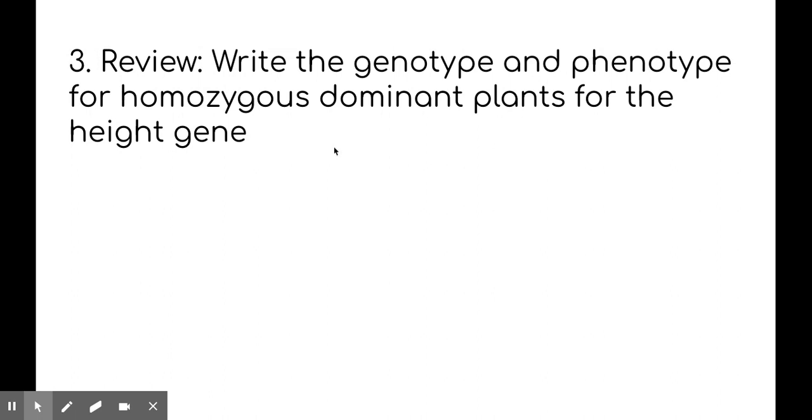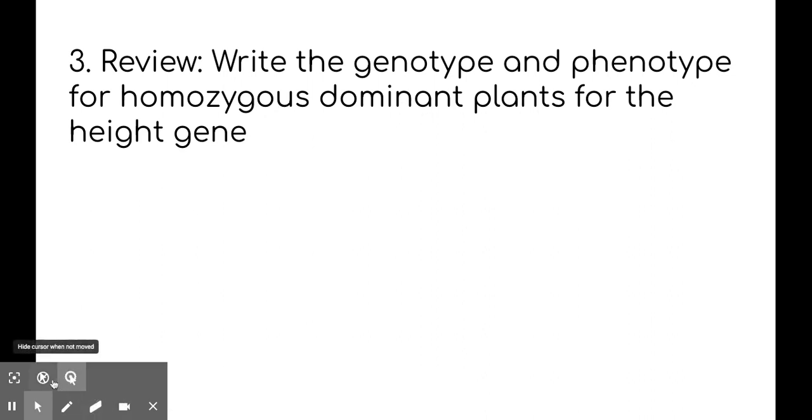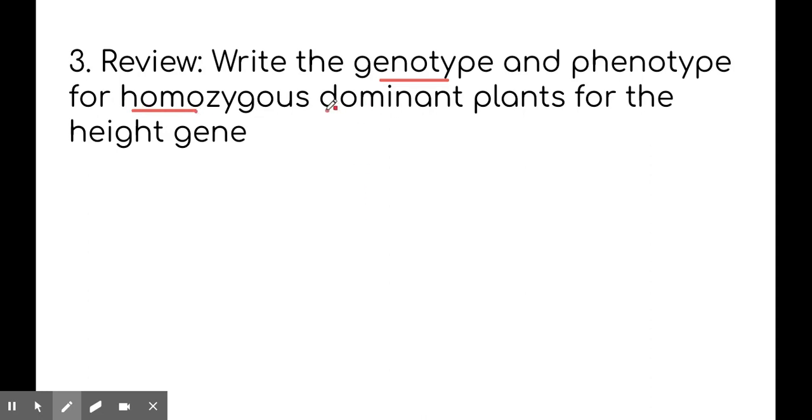Okay, so for number 3, I want you to write down the genotype and the phenotype for a homozygous dominant plant for the height gene. Okay, so let's go through this one together. We are going to be writing down the genotype. So remember, genotype is talking about what are the genes. So if it's homozygous, remember homo means same, and dominant, that means we're going to get two of the same alleles that are both dominant. Okay, so our answer for the genotype will be capital T and capital T, homozygous dominant.